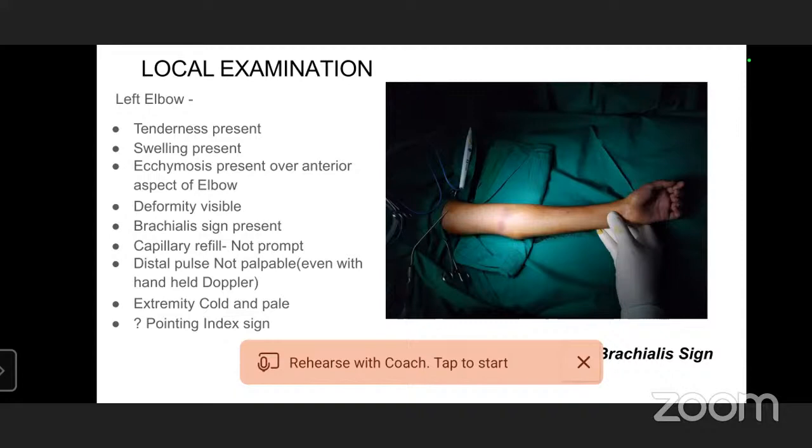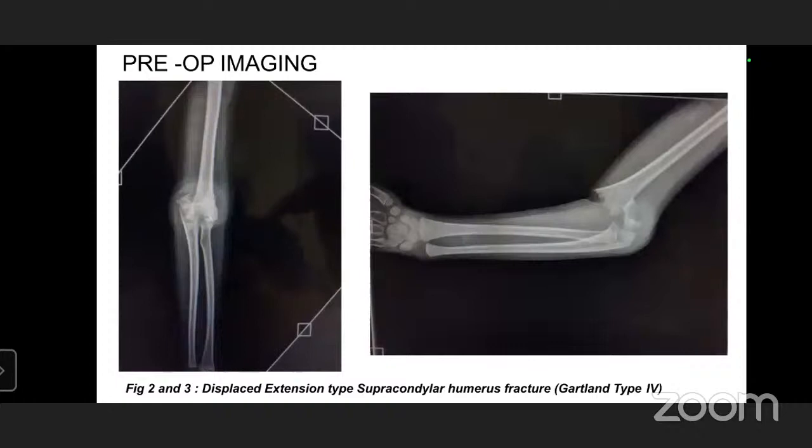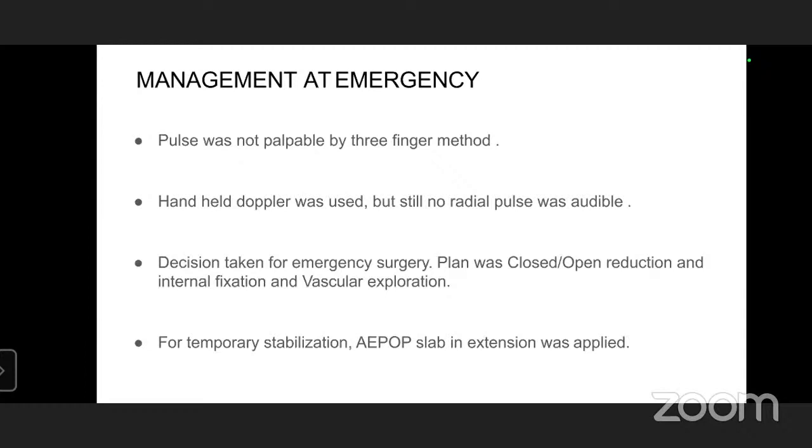These are the pre-op images that we have done in our institution that showed a displaced extension type supracondylar fracture of the left side, Gartland type 3 or 4 might be. So what we did at emergency was that the pulse was not palpable by the 3-finger method. So a handheld Doppler was used, but still no radial pulse was audible. So a decision was taken for emergency surgery. The plan was closed reduction and internal fixation or open reduction with vascular exploration. And for temporary stabilization, an above-elbow slab was given in extension.